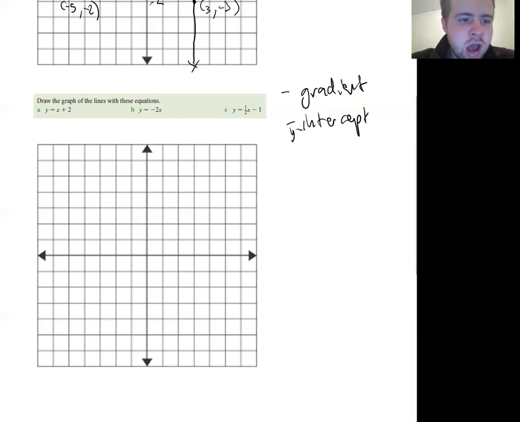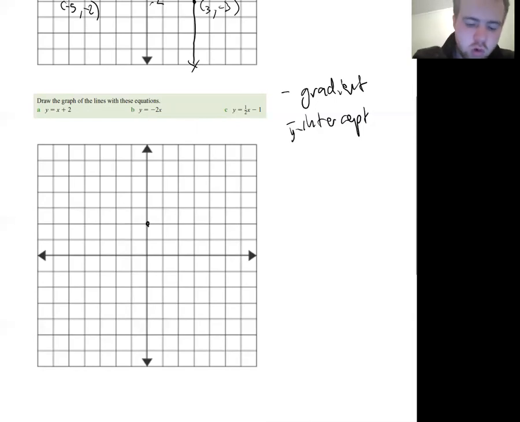So the gradient of y equals x plus 2 is just going to be 1, because the number in front of x is, you can't see it, the invisible 1 that's always in front of a pronumeral. And the y-intercept is going to be +2, because +2 is the number after x. So what we're going to do is straight away put that +2 point down. Okay, that's the first point that we're going to make here.